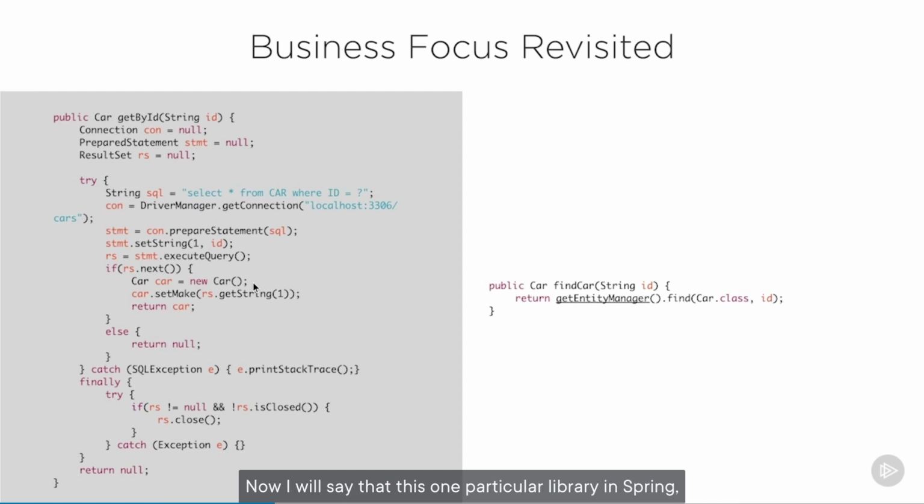Now, I will say that this one particular library in Spring, not necessarily Spring Core, is the Spring JDBC template code, but it's the same concept that we're trying to drive in Spring. Notice that nowhere in here is it mentioned a connection, result set, a prepared statement, a driver manager. It doesn't talk about closing any of that stuff off. In fact, there's not even a try catch finally statement in here at all.